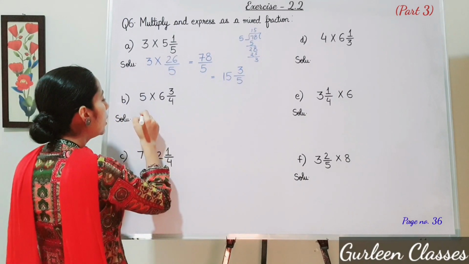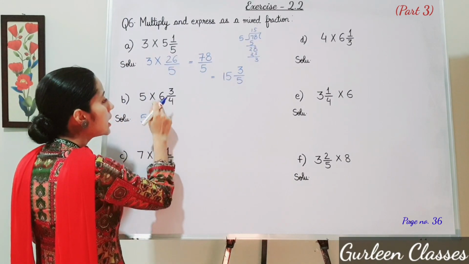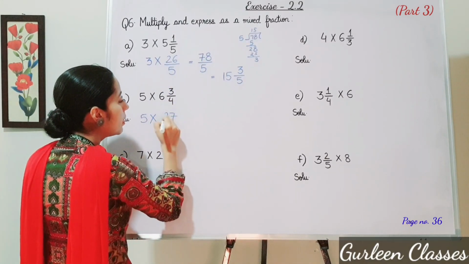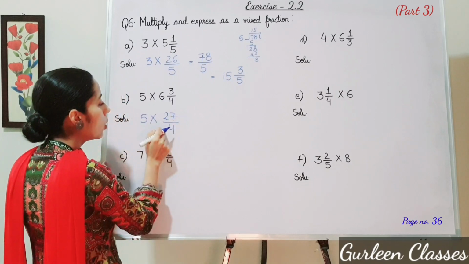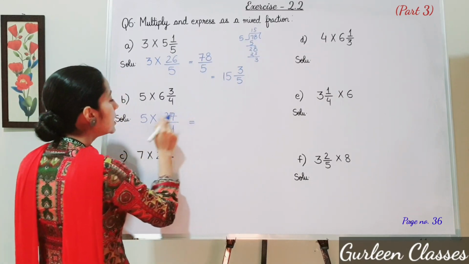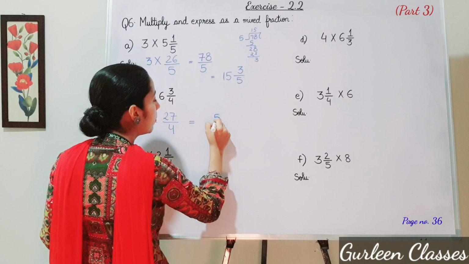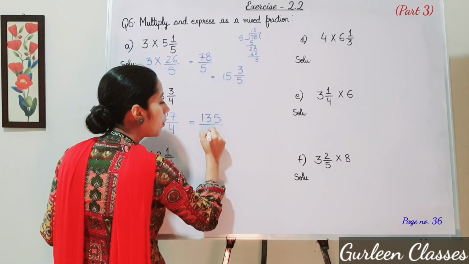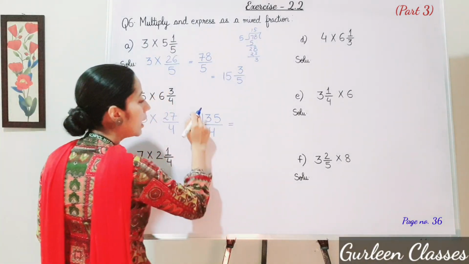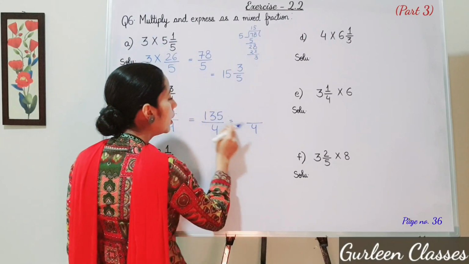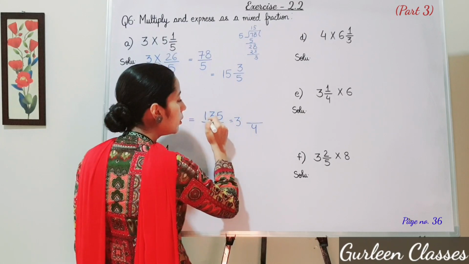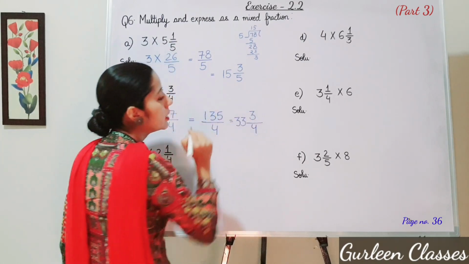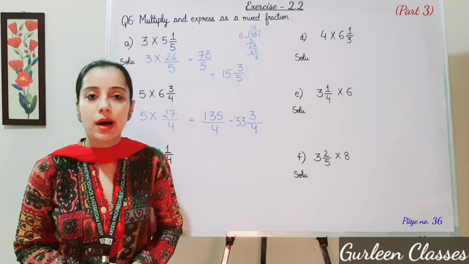So convert this into improper fraction. 6 4s are 24. 24 plus 3, 27 upon 4. It cannot be reduced. Multiply. 7 5s are 35. 5 2s are 10 plus 3, 13. 135 upon 4. So now divide. Denominator is 4. 4 3s are 12. 15. 4 3s are 12. And remainder is 3. So the answer is 33 whole 3 by 4.